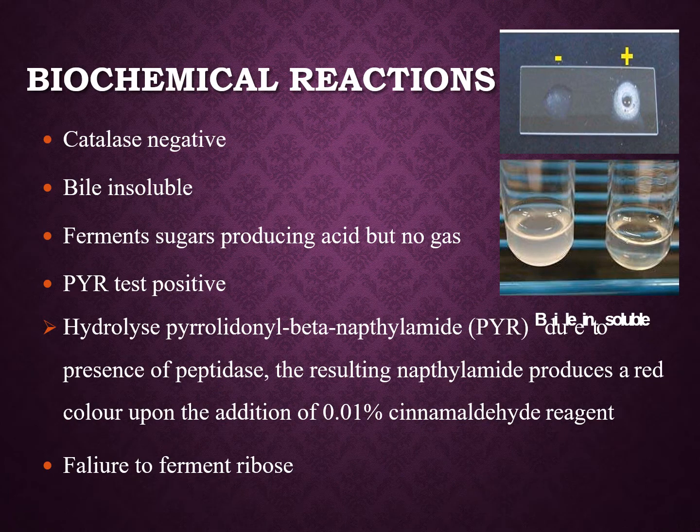So the next thing, biochemical reactions, that is their biochemical characteristics. They are negative to the catalase test, bile insoluble, and they ferment sugars producing acid but without any gas. The PYR test is positive, that is they can hydrolyze pyrrolidonyl beta-naphthylamide due to the presence of the peptidase enzyme. The resulting naphthylamide produces a red color upon addition of 0.01% cinnamaldehyde reagent. And Streptococcus pyogenes doesn't ferment ribose.